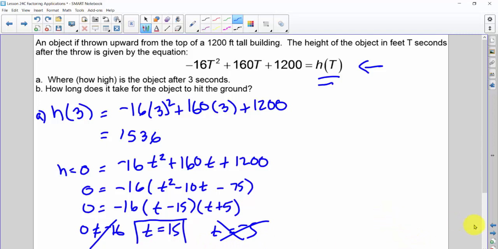Drawing a picture is really helpful with all these word problems, as well as just taking time to read carefully and interpret what the problem's asking.